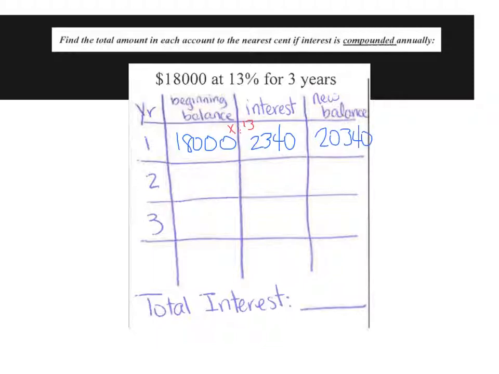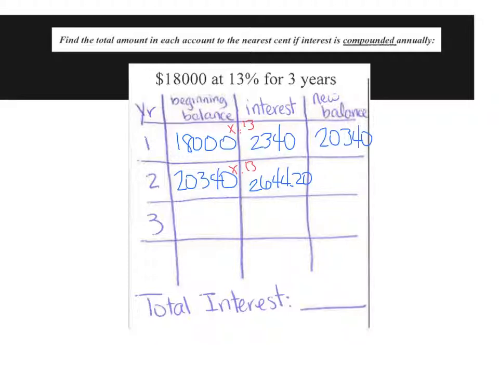$20,340. When the second year starts, the beginning balance this year is how I ended the last year. So $20,340 is the amount of my investment. We're going to multiply this by our interest rate, 0.13. So $20,340 times 13% would give us an interest of $2,644.20. Do you see how our interest has increased this time?